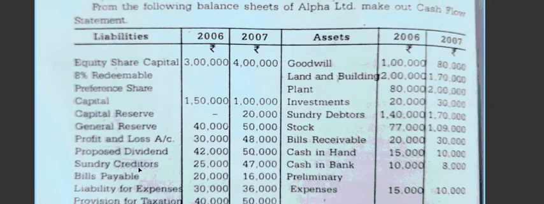Sundry creditors and bills payable, these two will go for the operating activity, because it will go for the financing activity. Next comes bills payable and liabilities for expenses. This will go for the operating activities.